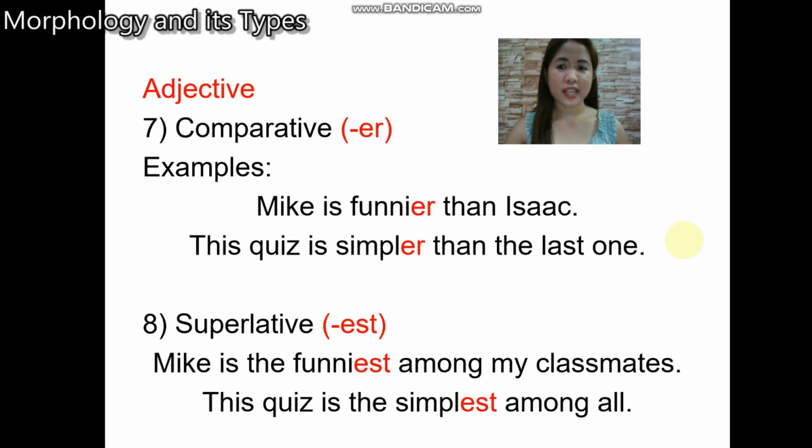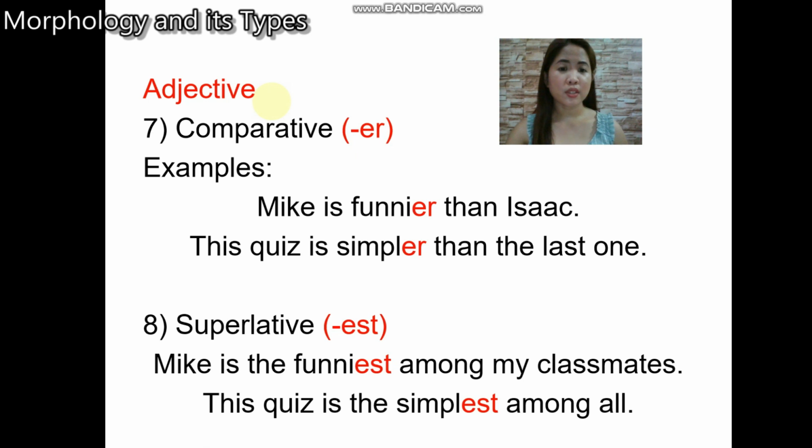Then we have the inflectional morpheme in the form of adjective. Remember that there are 3 degrees of comparison. First is the positive degree, which requires no comparison of person, thing, event, and place. On the other hand, the comparative degree compares 2 persons, 2 places, 2 things, and 2 events. Say for example, we have the word funnier. Mike is funnier than Isaac. We are comparing 2 persons in this sentence.